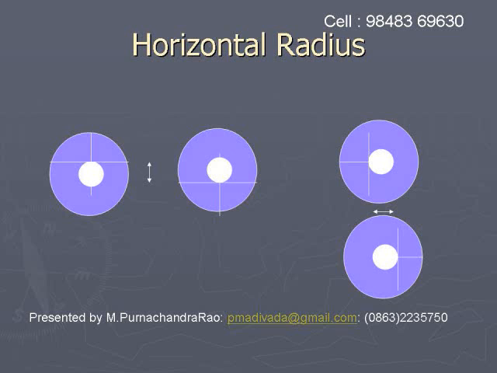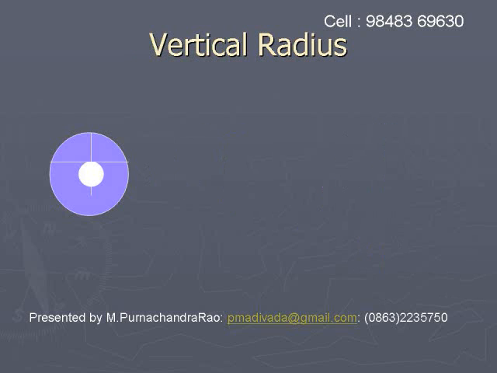Then the microscope is moved to the other side, and another reading is taken. The difference of these two readings gives the diameter of the cross section. Similarly, the horizontal crosswire is made to coincide with the top surface of the circle, and a reading is taken. Then it is moved down to coincide with the bottom surface of the cross section, and another reading is taken. The difference of these two readings gives another diameter.